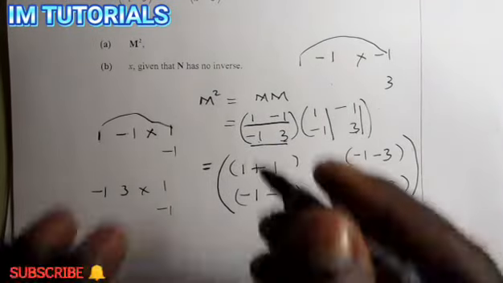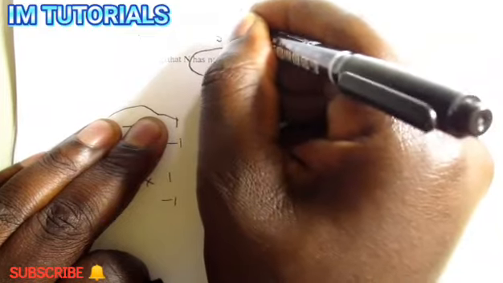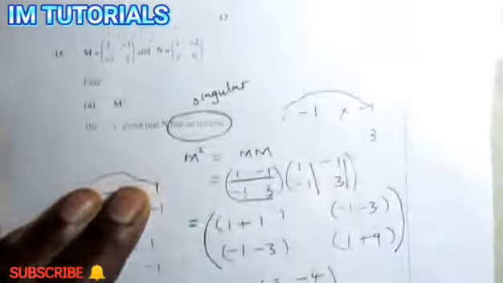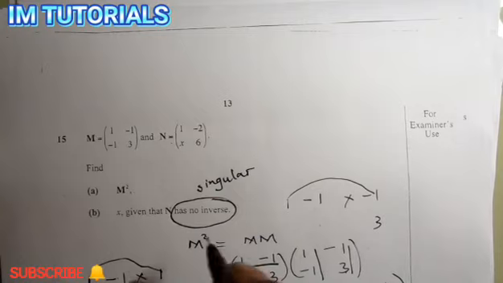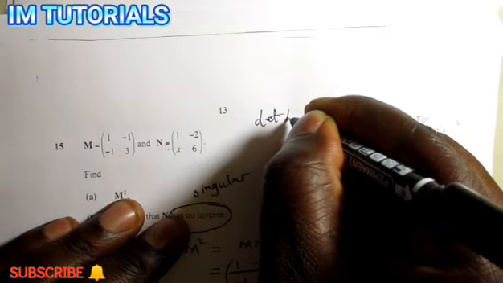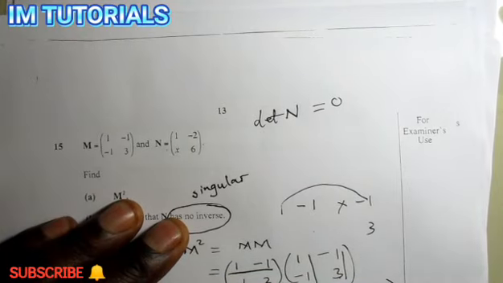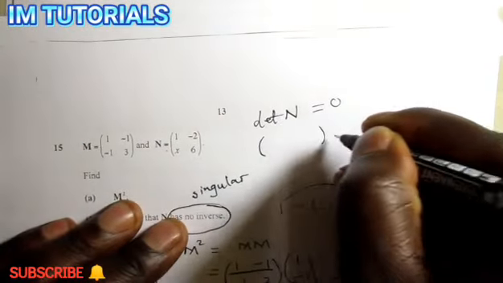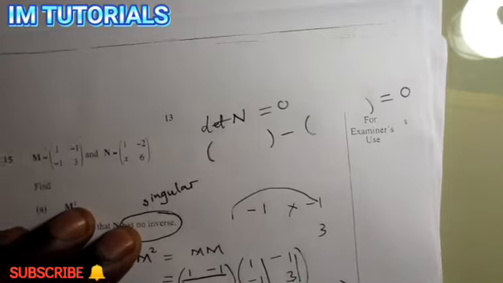A matrix without inverse. If you see this word, has no inverse, it means that matrix, we refer to it as a singular matrix. Any matrix without inverse, we refer to that matrix as a singular matrix. A singular matrix is a matrix whereby the determinant of that matrix is 0. So whenever you see no inverse or this word singular, it means that the determinant of n is 0. I hope you are following. So how do you find the determinant? Bracket minus bracket. So bracket minus bracket must be equated to 0.